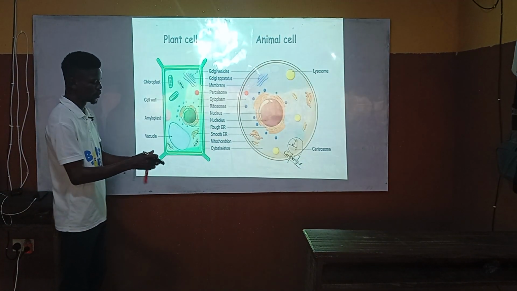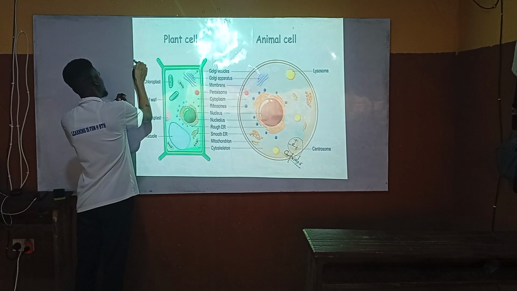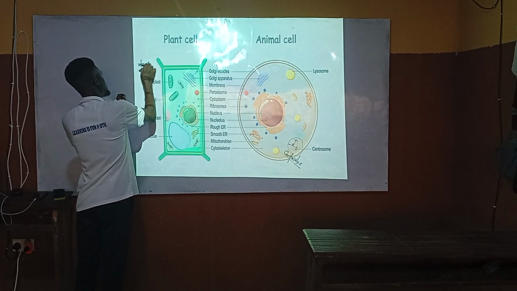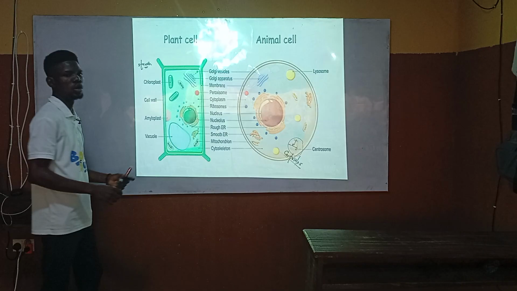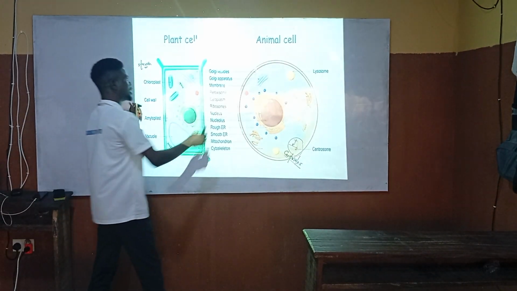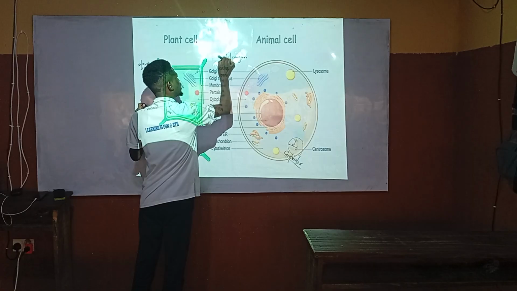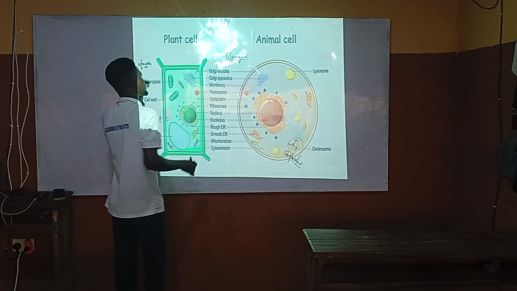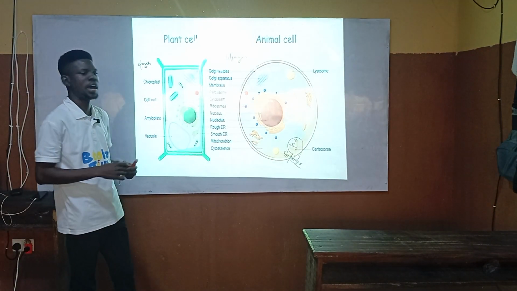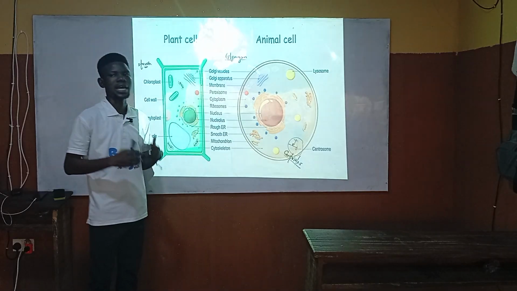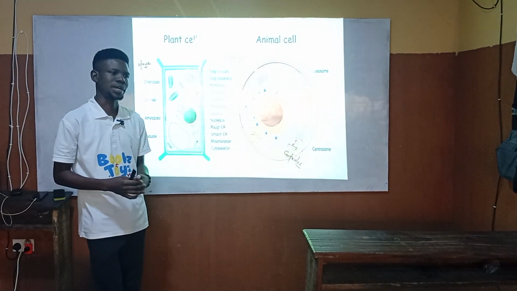In plant cell, what is stored is starch. But in animal cell, starch is not stored. What we rather have in animal cell is glycogen. Glycogen is the equivalent of starch in animal cell. And that's why another name for glycogen is animal starch. Are we clear about that?